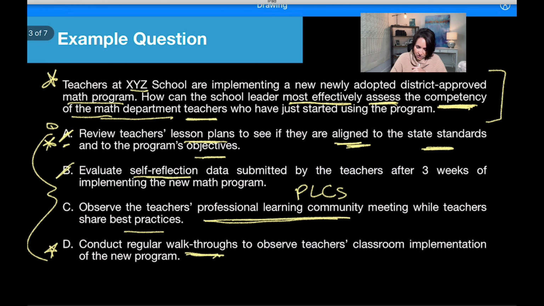The only way you're going to know if teachers are implementing this effectively is to get into the classroom. Walkthroughs are really, really important on this test and in life as a school leader. You can't just go on what you think. You've got to get in and look at the teacher. I'll give you an example.